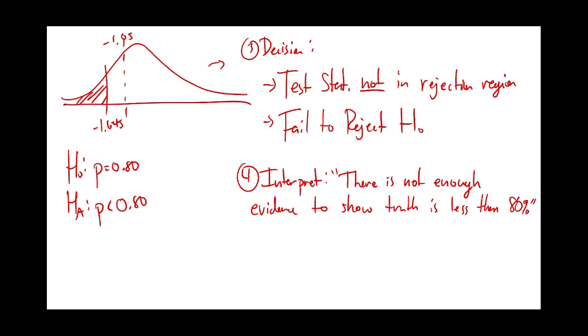Anyways, it doesn't matter. So what we normally do is state our interpretation in terms of whether or not we could prove our alternative. In this case, we say there's not enough evidence to switch to our alternative. There's not enough evidence that the truth is less than 80%. A less formal interpretation would be something like, as far as we can tell, the truth may be 80%.